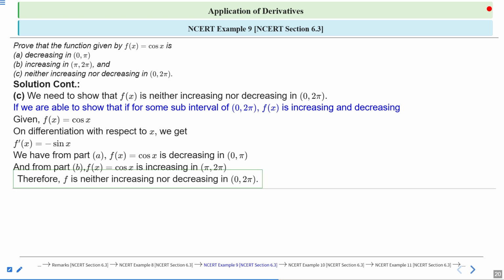Clear? Therefore, f is neither increasing nor decreasing in the whole interval 0 to 2 pi, right? In half the interval, it is decreasing, and in the other half, it is increasing. So it is not fully increasing or decreasing in the whole interval 0 to 2 pi, right?